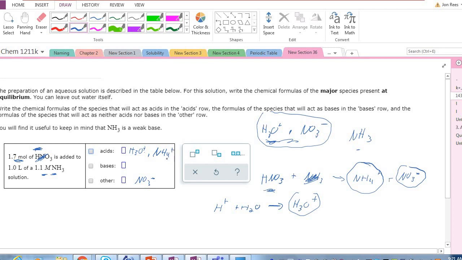NH4 plus. I don't see any bases that are left over, and if there were bases, they would react with that H3O plus, and so I'm done with this one. Alright, so these are actually pretty simple.